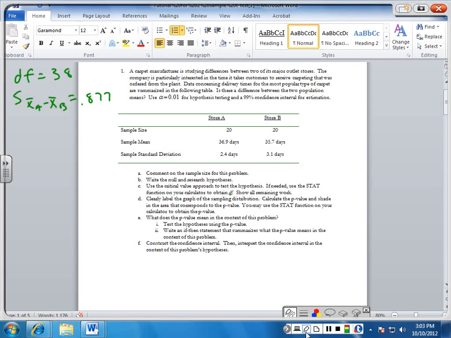So for question A, comment on the sample size. First of all, what you want to do is look at the smaller of the two sample sizes. In this case, they're both the same, so we're looking at 20. Well, that is greater than or equal to 15, which means skew is acceptable. It's okay.